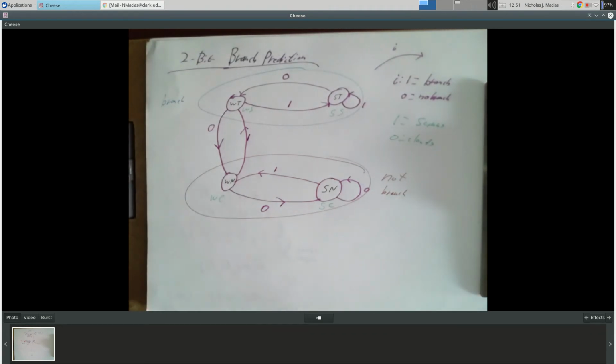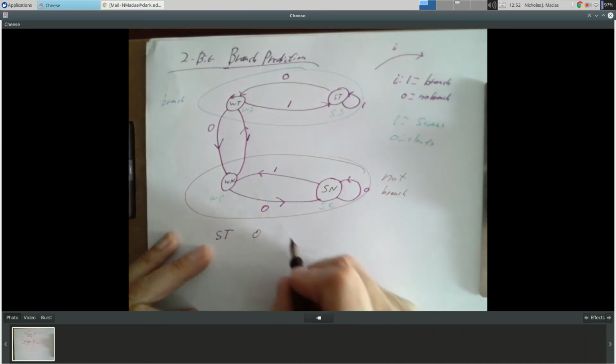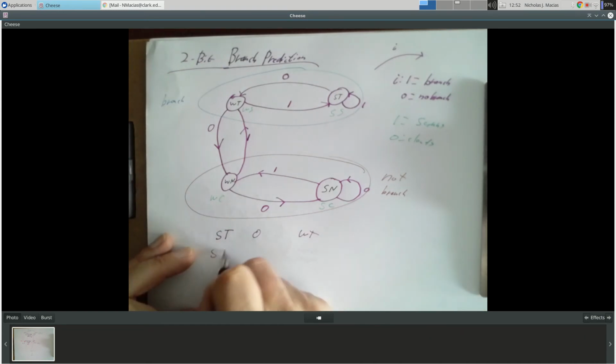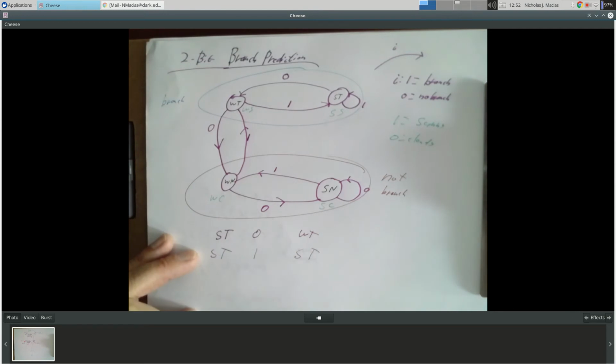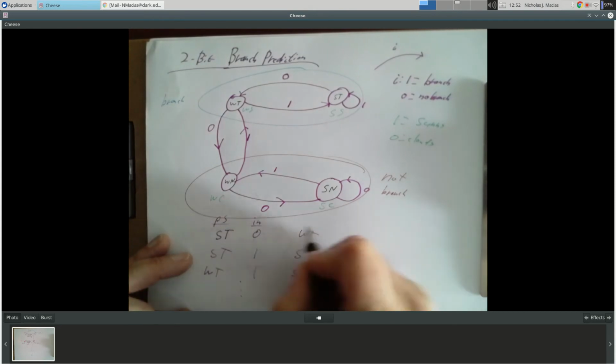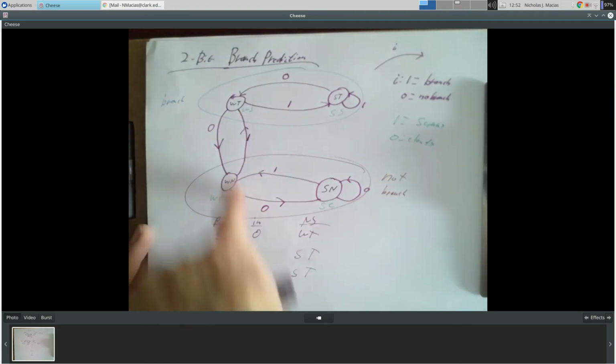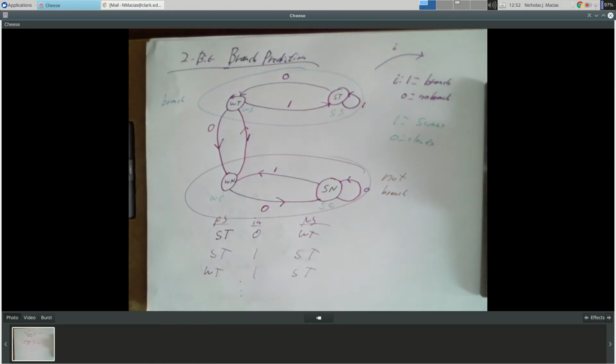All right, so that's kind of a real world state machine, right? It's inside processors. You can build other things with it. And the state table for this would be, if you're in the strongly taken state and your input is a 0, then go to weakly taken. If you're in strongly taken and your input is 1, go to strongly taken. If you're in weakly taken and your input is 1, go to strongly taken, and so on. So present state, input, next state. And there's no outputs here, but we could have an output for what our actual prediction is, branch or don't branch, and so on.